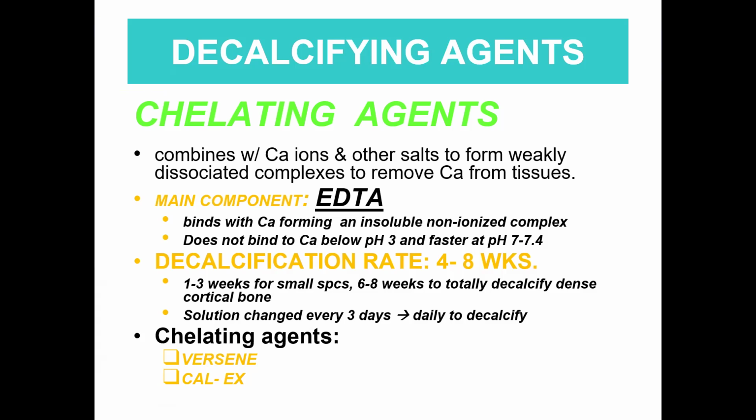It does not bind to calcium if the pH is below 3, and there is faster unbinding if the pH is between 7 and 7.4. The decalcification rate of chelating agents is 4 to 8 weeks, 1 to 3 weeks for small specimens, and 6 to 8 weeks to totally decalcify dense cortical bone. In that span of time, the solution must be changed every 3 days to completely decalcify your specimens. Chelating agents include Versene and Cal-X.